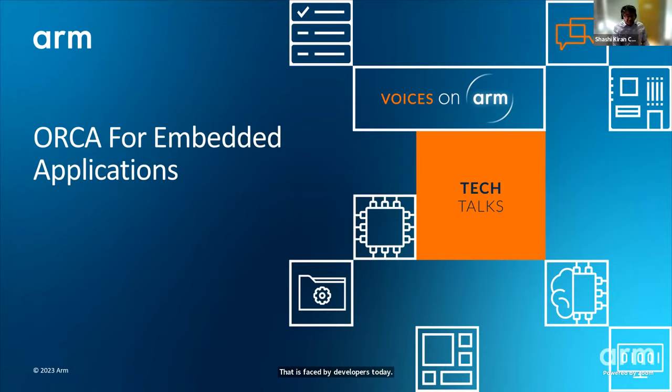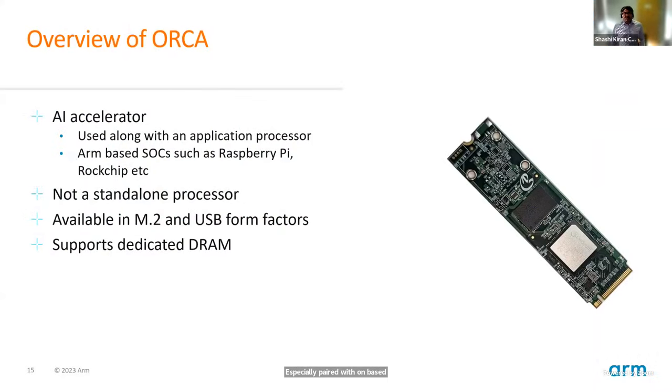Coming to one of the main topics for today's webinar is the excitement we have surrounding using ORCA for embedded applications, especially paired with ARM-based SoCs. So as I mentioned before, ORCA is an AI accelerator, so it is always used along with an application processor. It can be used along with Raspberry Pi, Rockchip-based SBCs, and so on. And it is not a standalone processor.